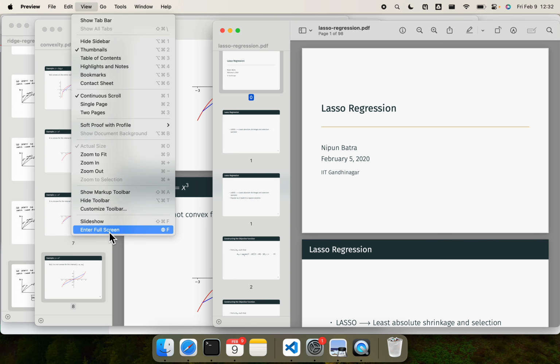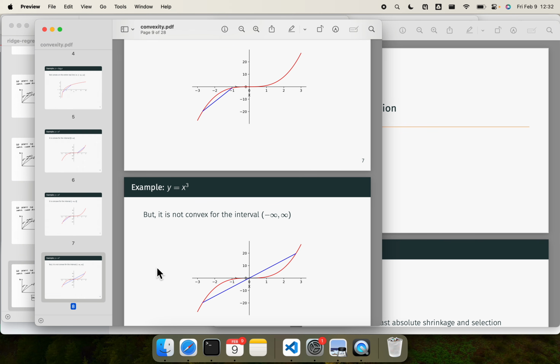Let's see. How many of you know what is a convex function? Okay, at least the folks. Can someone define what is a convex function?